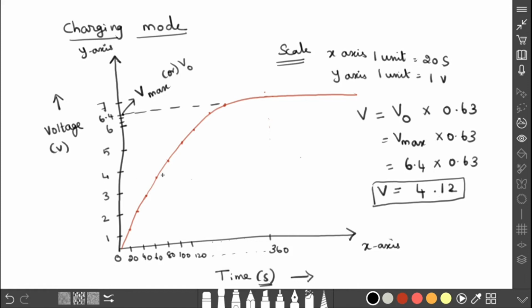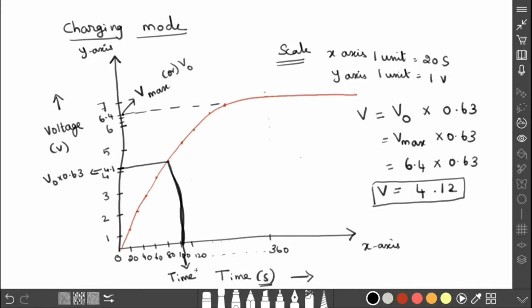Now you see where 4.1 is. This is 4.1. This value is nothing but V naught into 0.63. From that, draw a straight line to cut the graph. Take it straight down here. We have to draw the straight line. So this is your time constant.